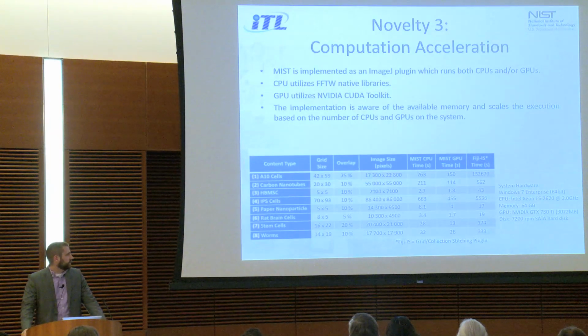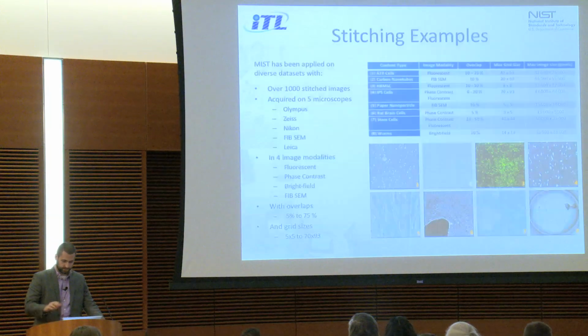The data set number 4 in the table, the iPS cells, is a representative example of the stitching performance between the GPU and the CPU. On average, you get between 1.5 and 2x when you use the GPU. And for most stitching experiments, we found that it takes longer to set up the GUI parameters than it does to actually run the stitching, until you get to the really big data.